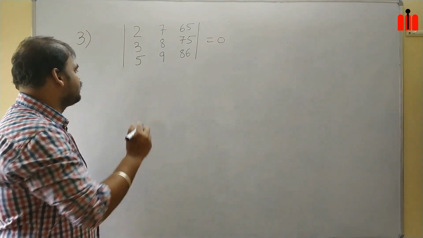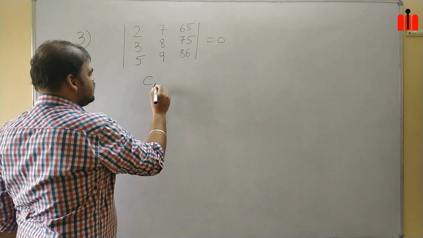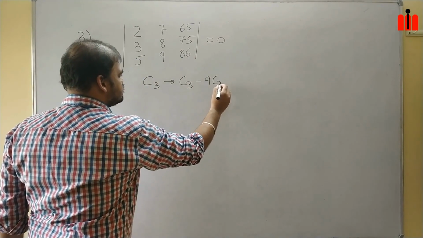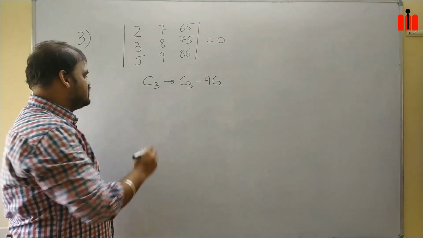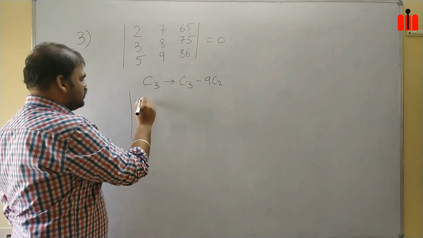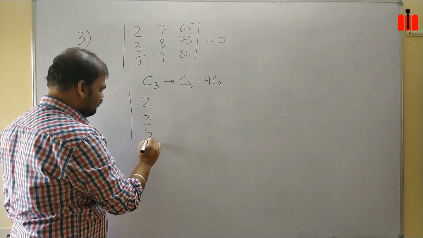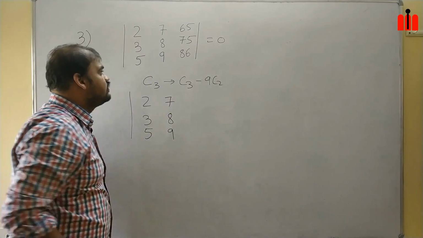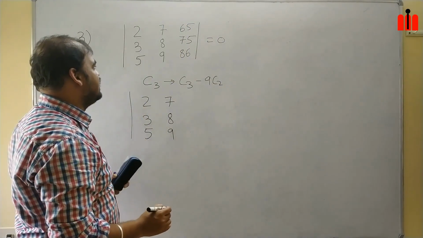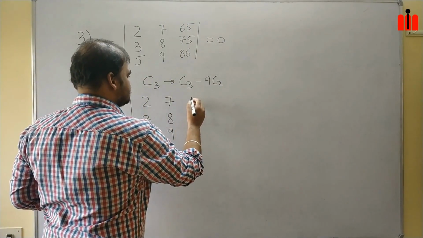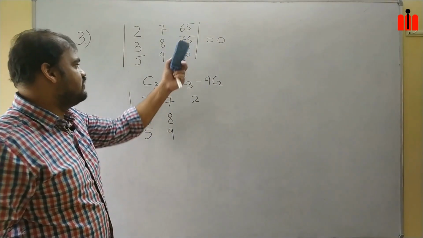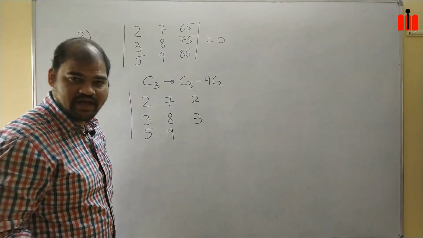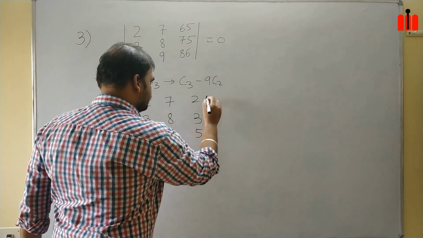Okay, let's do that. So the first operation is C3 is C3 minus 9 C2. So this will become 2, 3, 5, 7, 8, 9, and 65 minus 9 into 7, so 65 minus 63, 2. 75 minus 72, 3. 86 minus 81, 5.